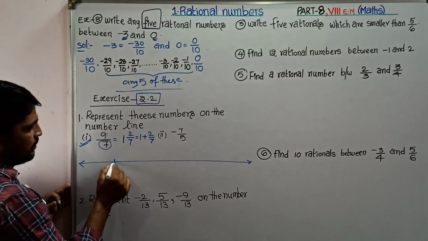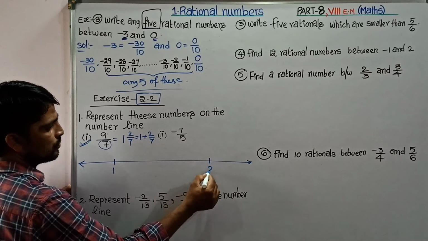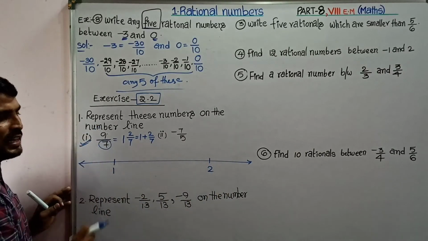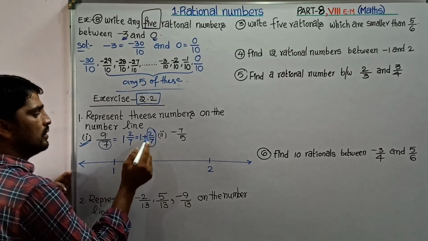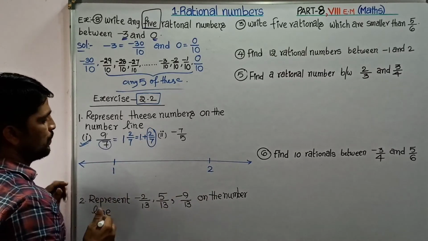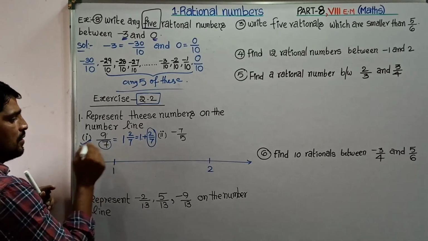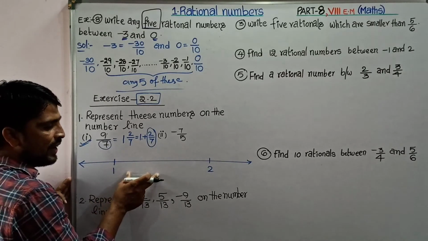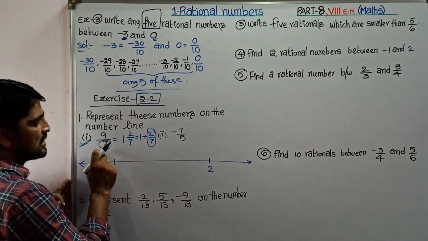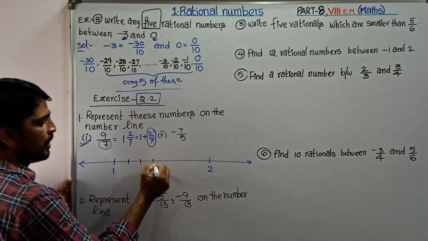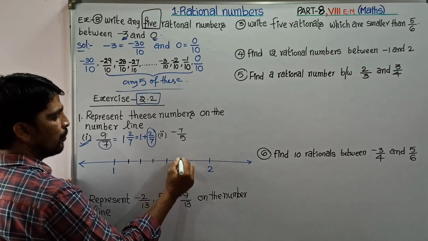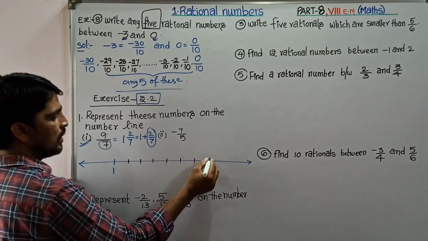So it lies between 1 and 2. The value of 9 by 7 lies between 1 and 2, as we are adding a fractional value to 1, that is more than 1 but less than 2. But the denominator is 7, so we have to divide this 1 unit length into 7 equal parts. That is 1, 2, 3, 4, 5, 6 and the 7th part.